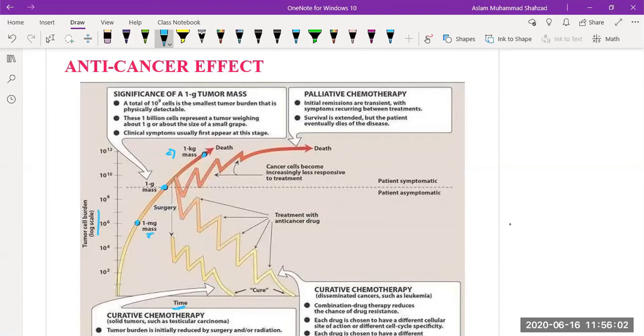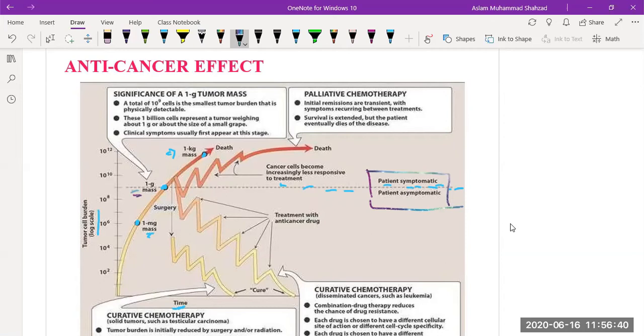And if you take a look at this table, you can see the dotted line, and that dotted line represents the stage where the patient's symptoms will start to appear. And that is the most important problem in chemotherapy: the patient will usually show symptoms at around 1 gram of mass. At this stage the patient starts to have symptoms. It means a person having 1 gram of mass will show symptoms.